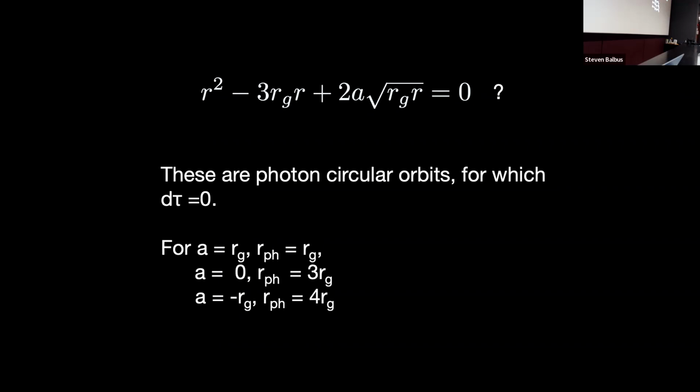So at 1.5 Schwarzschild radii, photons can orbit. It's not a stable orbit, but it is a circular orbit. Photons fly off one way or the other. And then for a retrograde black hole, the minus sign means the black hole is going in the opposite direction of the orbit. The photon radius goes to 4. So it's somewhere between 1 and 4.